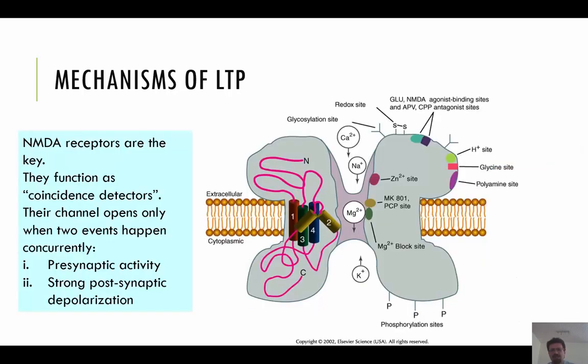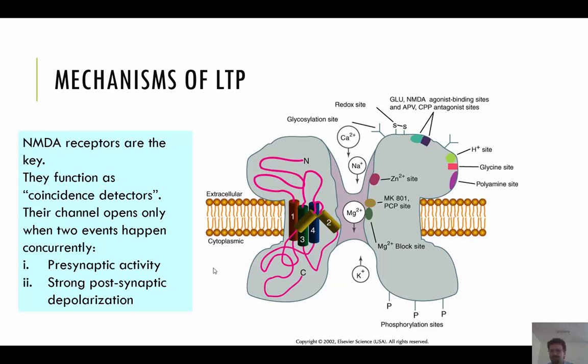Now, I want you to understand a little bit about how LTP comes about. And to do that, you have to understand a little bit about the NMDA receptor. Now, the NMDA receptor is a very complicated receptor, as can be seen in this diagram. But the most important thing that I want you to know about the NMDA receptor is it functions as what's called a coincidence detector. It detects when the presynaptic cell and the postsynaptic cell are functioning at the same time.